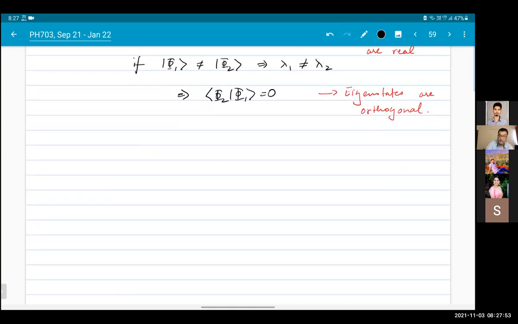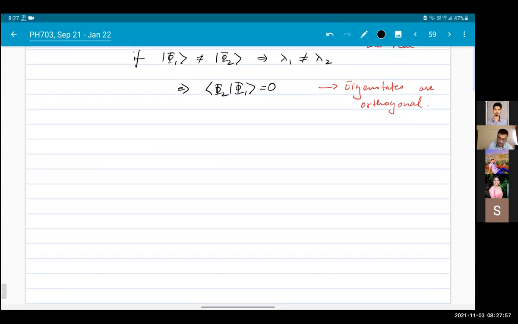Now the remaining part that we have to show is completeness. We have to show completeness, which means, what is completeness? That is the statement that these eigenstates form a complete basis for your Hilbert space.